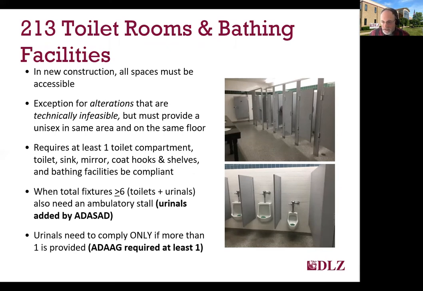Okay, so now that we've covered some of those more boring rooms that don't really have a lot in them, let's get on to one of the most prevalent types of common use spaces, being toilet rooms and bathing facilities. The scoping provisions for 213 pertaining to toilet rooms and bathing facilities aren't extensive as it pertains to scoping, but the technical provisions that are referenced are certainly very, very significant.